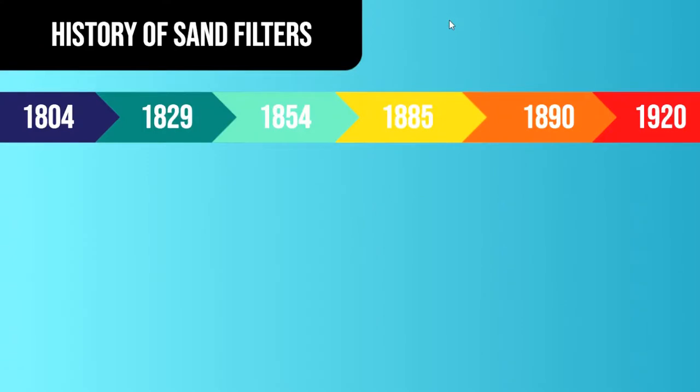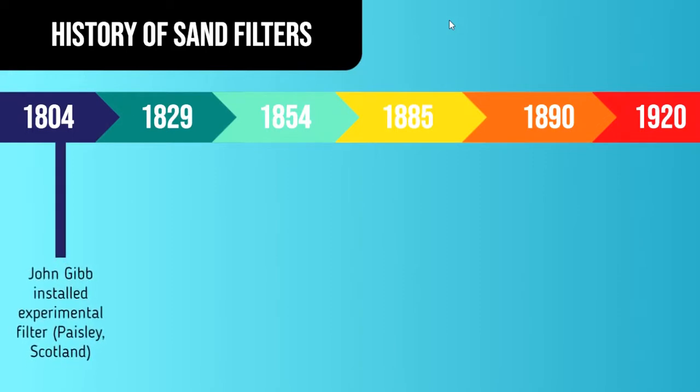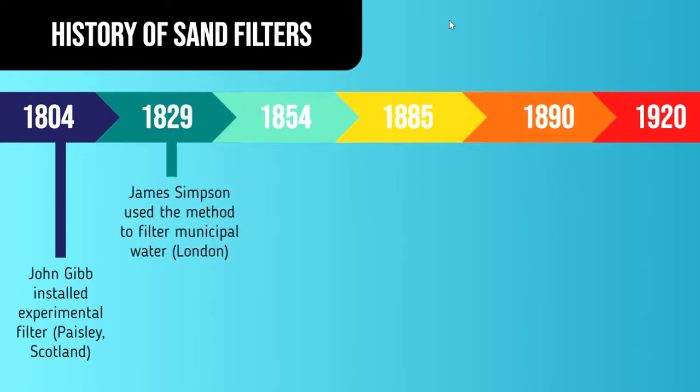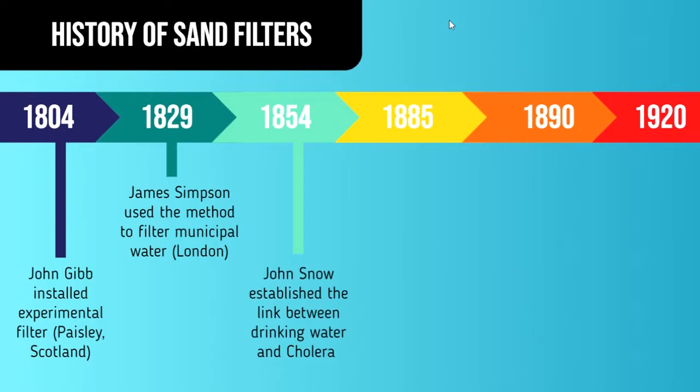The first documented use of sand filters to purify the water supply dates to 1804, when the owner of a bleachery in Paisley, Scotland, John Gibb, installed an experimental filter, selling his unwanted supplies to the public. This method was then used by an engineer, James Simpson, for the Chelsea Waterworks Company to filter municipal water in London in 1829. It soon became mainstream as John Snow established the link between drinking water from a contaminated well and a cholera outbreak in 1854.